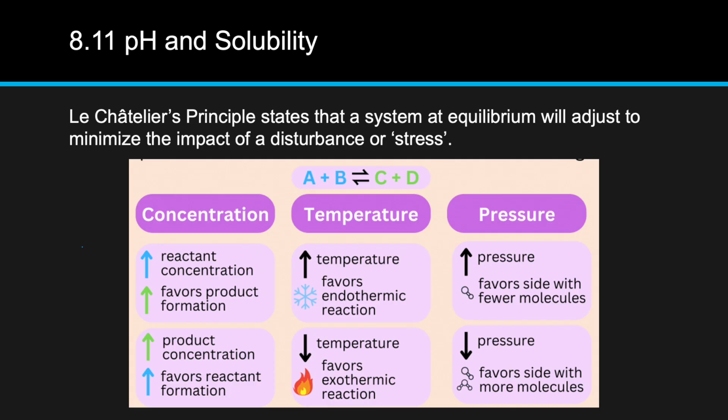And remembering back to Unit 7 when we introduced Le Châtelier's principle, it states that a system at equilibrium will adjust to minimize the impact of a disturbance or stress. So when we're talking about pH and how it affects the solubility of the salt, we're really going to be looking at what it's doing to those constituent ions. If we are increasing the ions, it's going to shift away from them. If we are decreasing the ions, it's going to shift towards the ions.